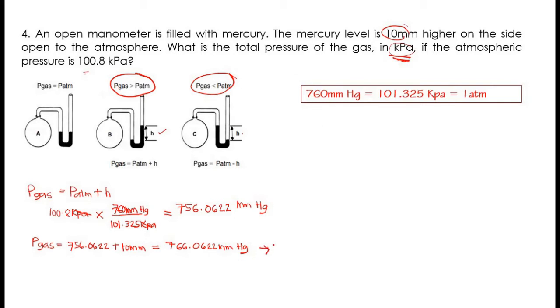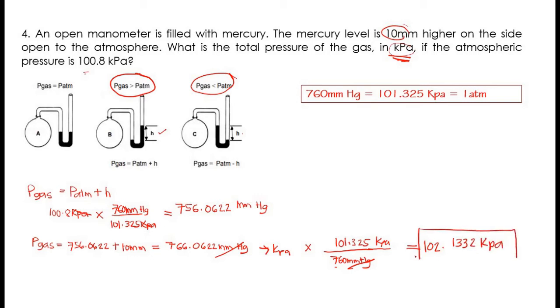So, ibalik natin ito sa kPa. So, that is simply 766.0622 times 760 millimeter of mercury is equivalent to 101.325 kPa. So, this one and this one will cancel out. We are left with kPa. This is already 102.1332 kPa. This is now our answer.